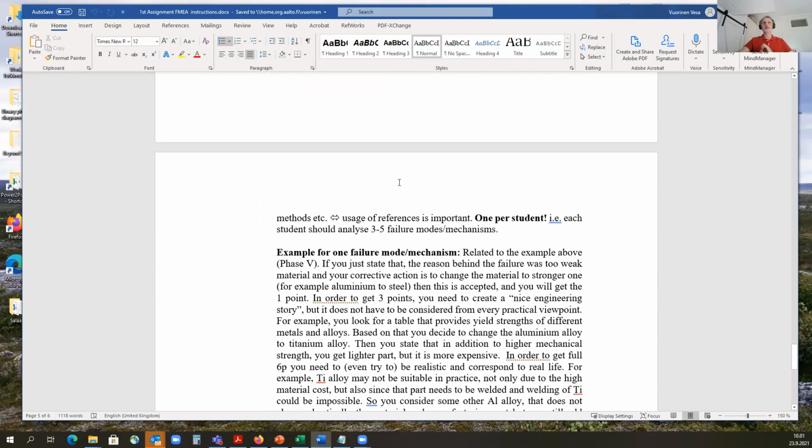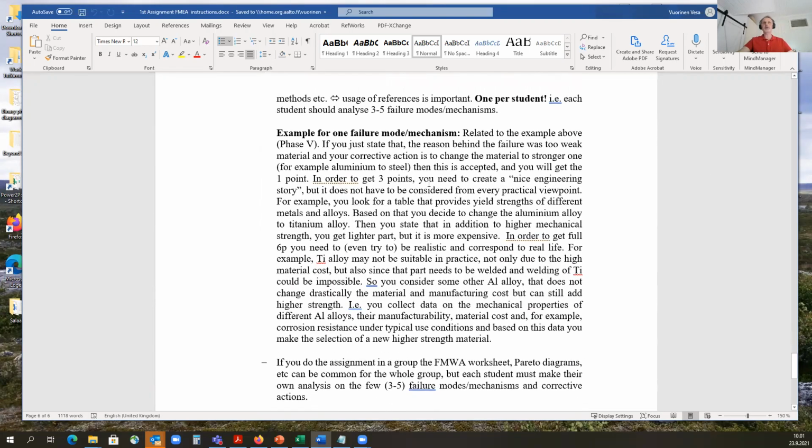So here are some examples. If you just say, okay, let's pick a stronger material because this is too weak, let's change the aluminum to steel, then you get 1 point. You have a solution, but you have not justified it at all.